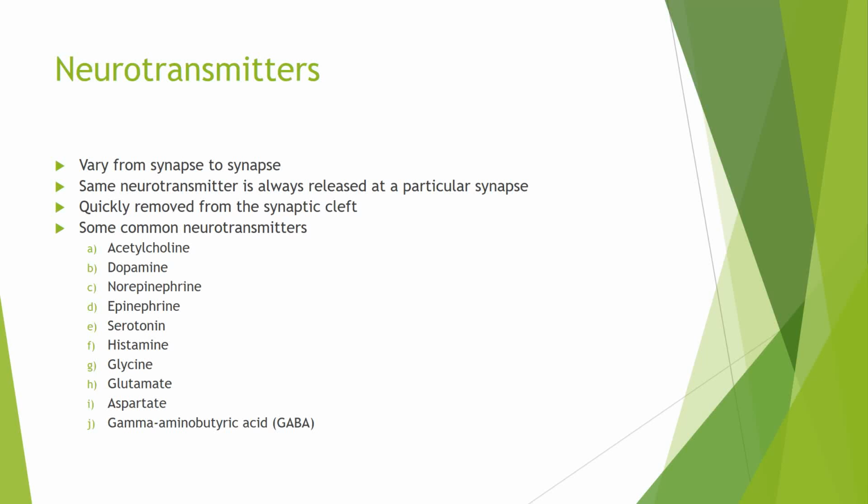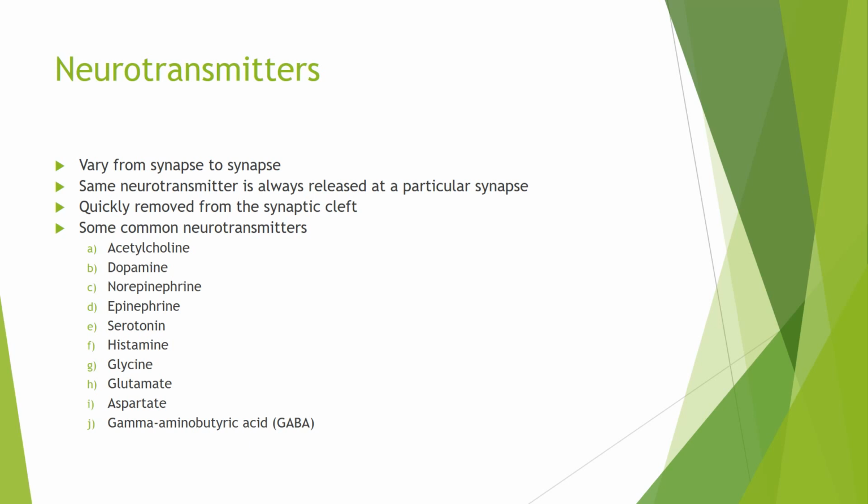are going to be small molecules that are responsible for either having an excitatory or an inhibitory effect at our postsynaptic cell. And so these are going to vary between synapse and might have different functions within different areas of the body. So the same neurotransmitter will always be released at a particular synapse and then will be quickly removed from the synaptic cleft. So let's go through some of the most common neurotransmitters that we have.